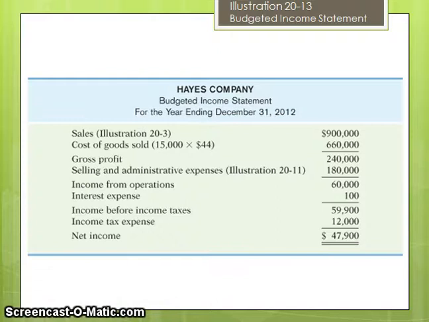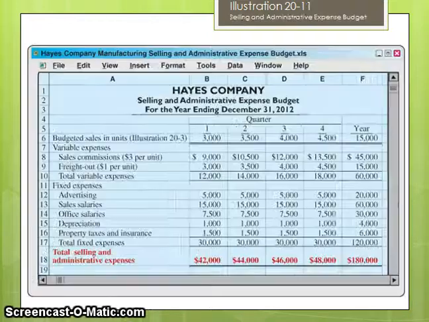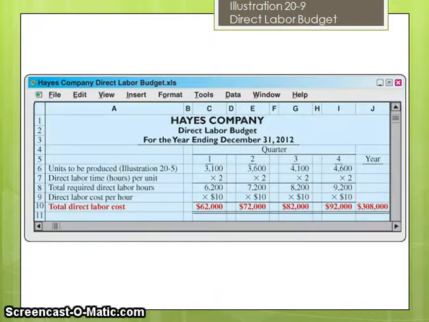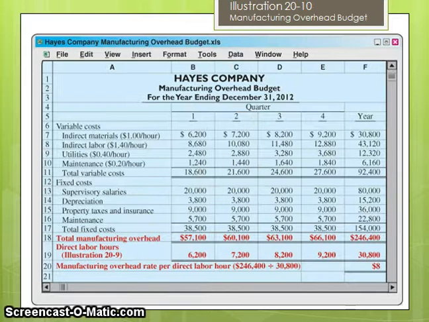After we've done all those individual budgets, now we're ready to make up a budgeted income statement. Okay, sales we get from the sales budget directly. Cost of goods sold. Well, again, I know how much I'm expecting to sell from the sales budget in terms of units. But the cost side we get from direct materials, direct labor, and manufacturing overhead. So you could actually go and add up those totals. Let's see. Direct materials, we had $124,800. Direct labor, we had $308,000. These are annual totals I'm looking at. And manufacturing overhead, we had $246,400.